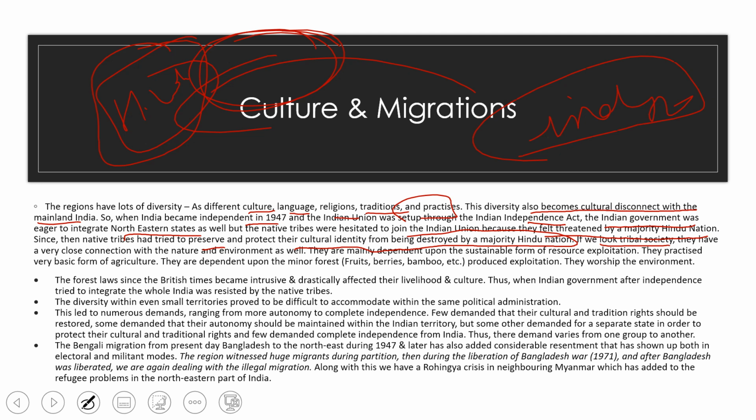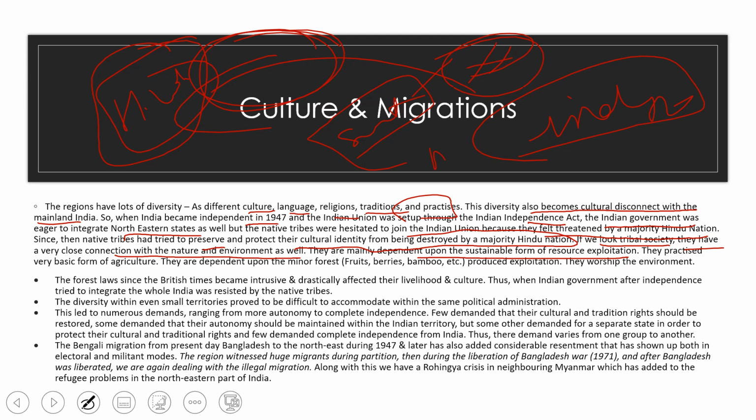So if we look at tribal society, they have a very close connection with nature and the environment. They are mainly dependent upon a sustainable form of resource exploitation. It is not that they do not exploit, but the exploitation is sustainable. Let us suppose they want wood, so they will take the dry wood that has fallen from a tree. For that wood they won't cut a tree, and even if they cut a tree, they will plant other trees, or they will take care that other trees are present in those regions. They will not blindly cut all those trees.